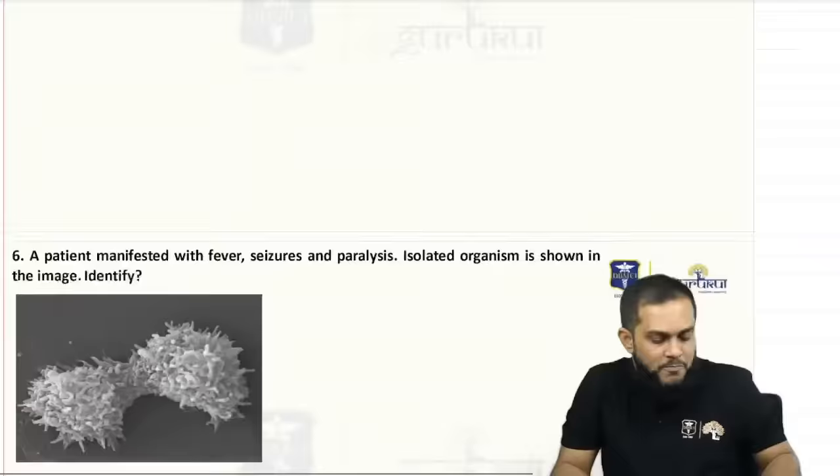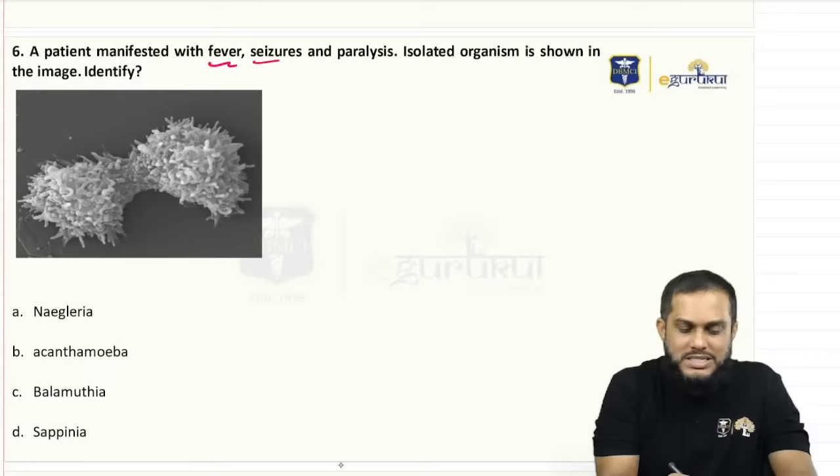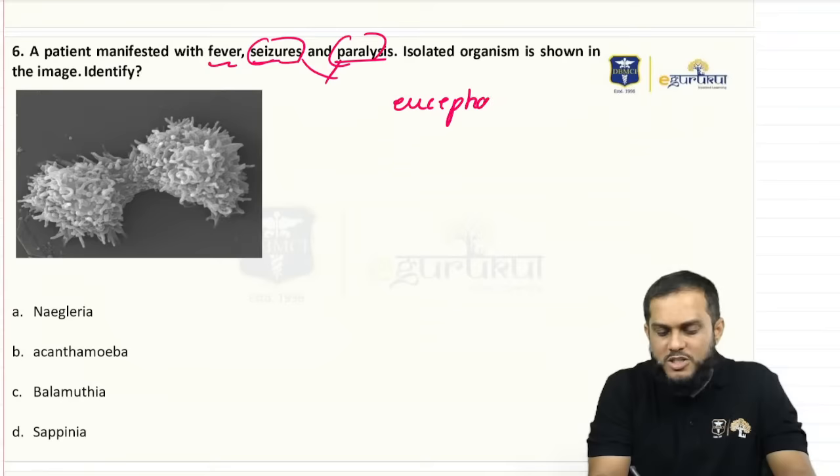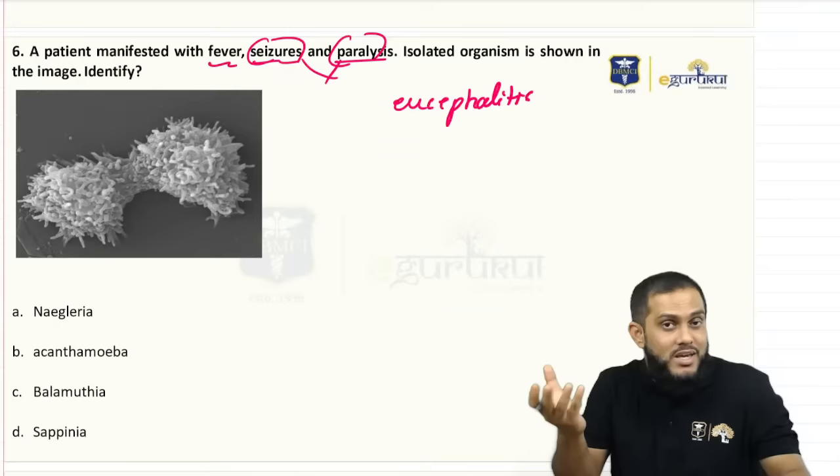Moving to the next question. A patient manifested with fever, seizures and paralysis. Seizures and paralysis indicate towards the diagnosis of encephalitis, the brain is affected. In meningitis you won't see seizures, you won't see paralysis. In meningitis you see only signs of meningeal irritation like neck stiffness, Brudzinski sign positive, Kernig sign positive. Whereas in encephalitis, when the brain is involved, you see seizures, you see paralysis.